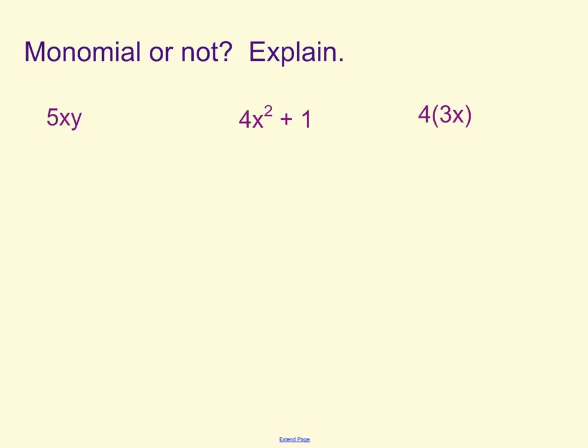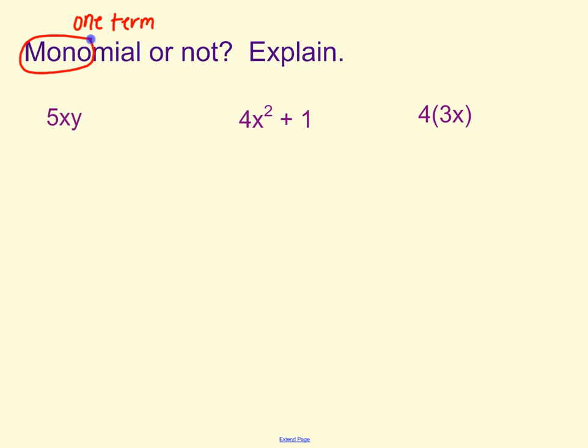So here we're going to talk about monomials and try to figure out if what we're looking at is a monomial or not, and be able to explain why or why not. How do we know? Alright, so a monomial, just to look at the vocab for a minute, we want to pay attention to the prefix, I believe it's called, mono. Mono means single or one, so basically a monomial is one term.